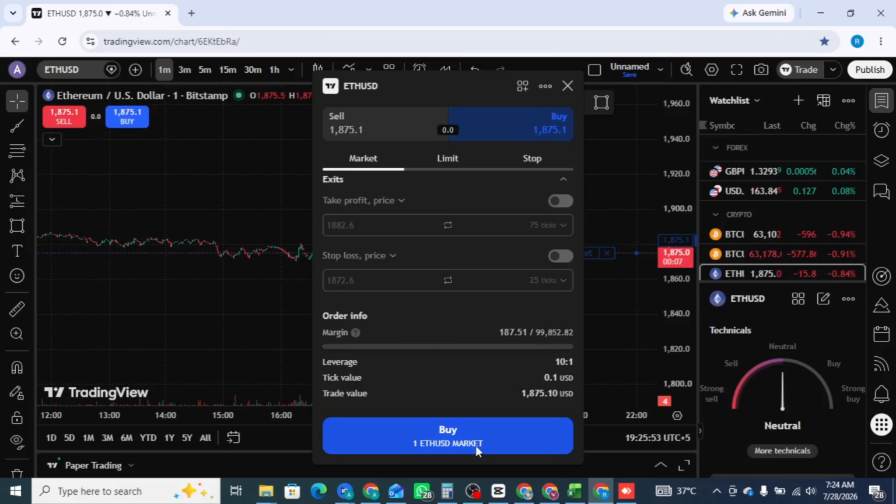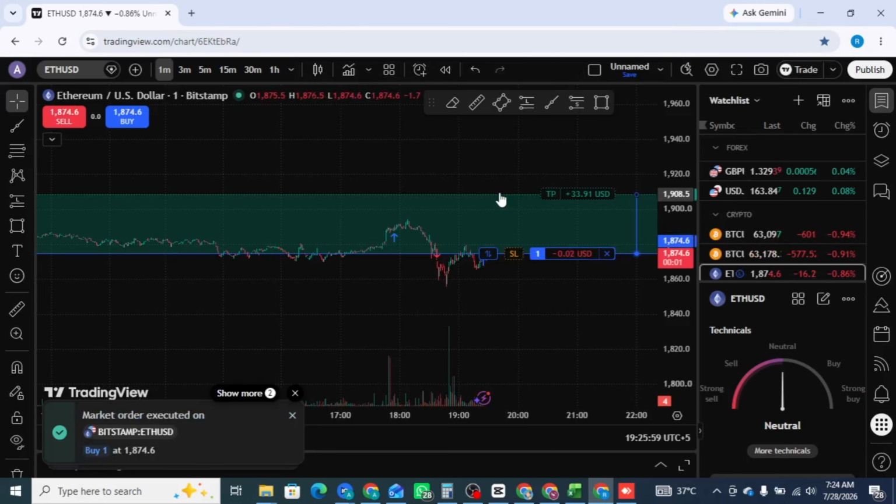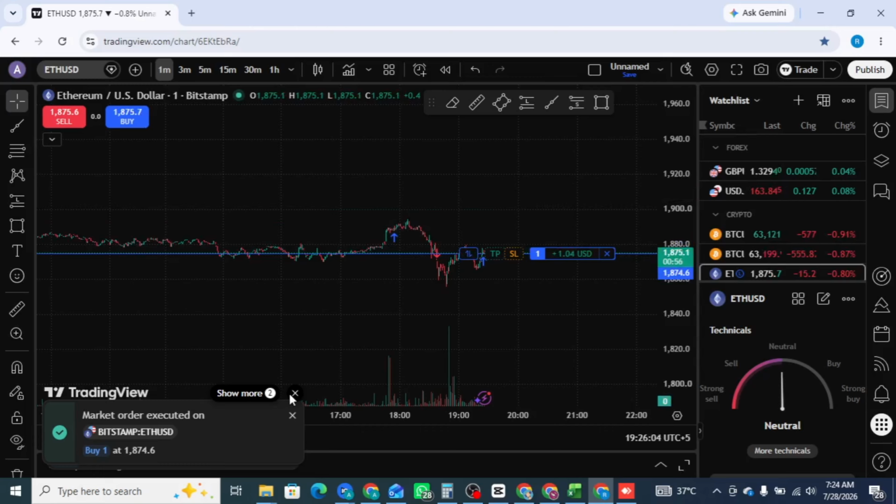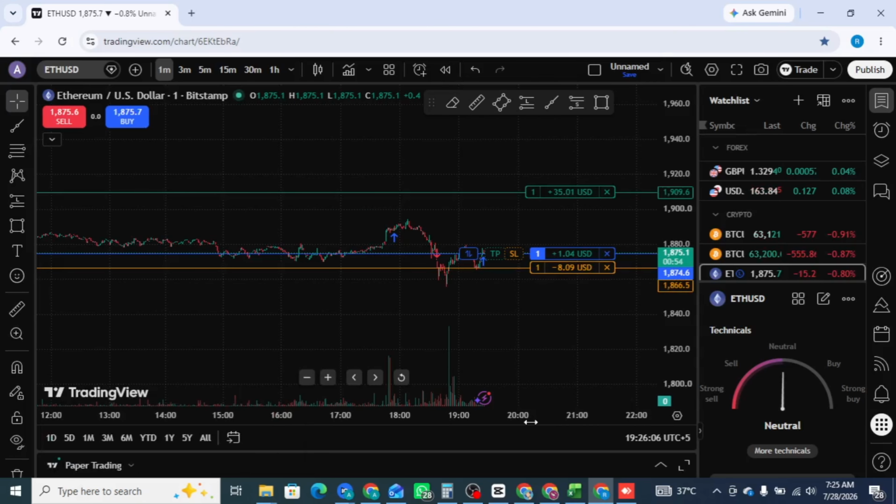Step 1. Open any chart on TradingView, then look at the bottom of your screen for the Trading Panel tab and click into it. Step 2. From the list of available brokers shown there, select Paper Trading by TradingView, then click Connect.